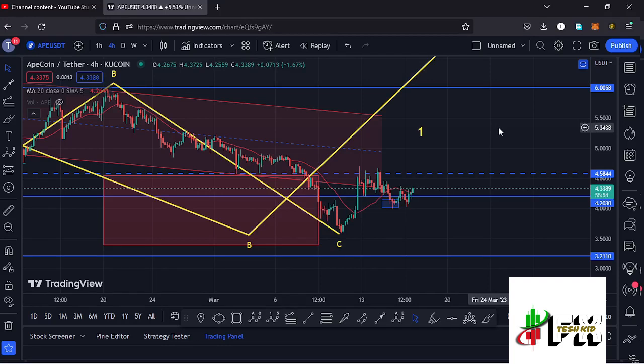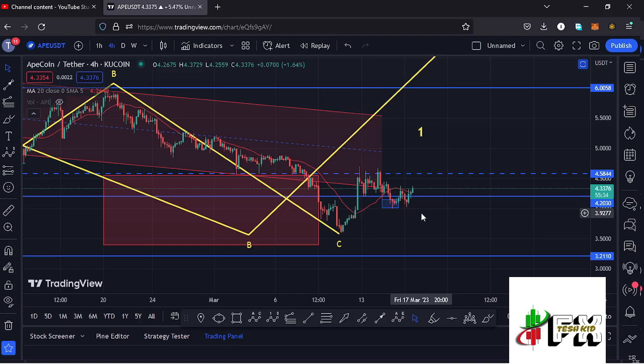Here on the Apecoin chart, which at the time of this recording is holding above the 20-day MA on the 4-hour chart, which is now acting as support for us to continue gearing up. We have also managed to break above a key area of resistance at around the $4.203 mark, and it's now acting as support for us to continue pushing even higher.